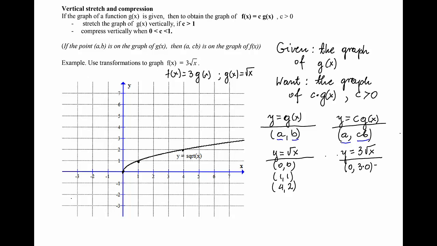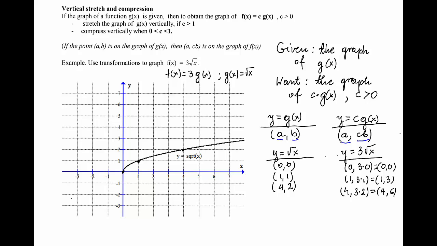So we'll have 3 times 0, and therefore it is 0, 0. The origin does not change because multiplying a y coordinate of 0 will still result in 0. Therefore, for vertical stretch and compression, the x-intercepts stay intact. The point 1, 1 will become the point 1 and 3 times 1, which is the point 1, 3. The point 4, 2 becomes the point 4 and 3 times 2, and this results in the point 4, 6.